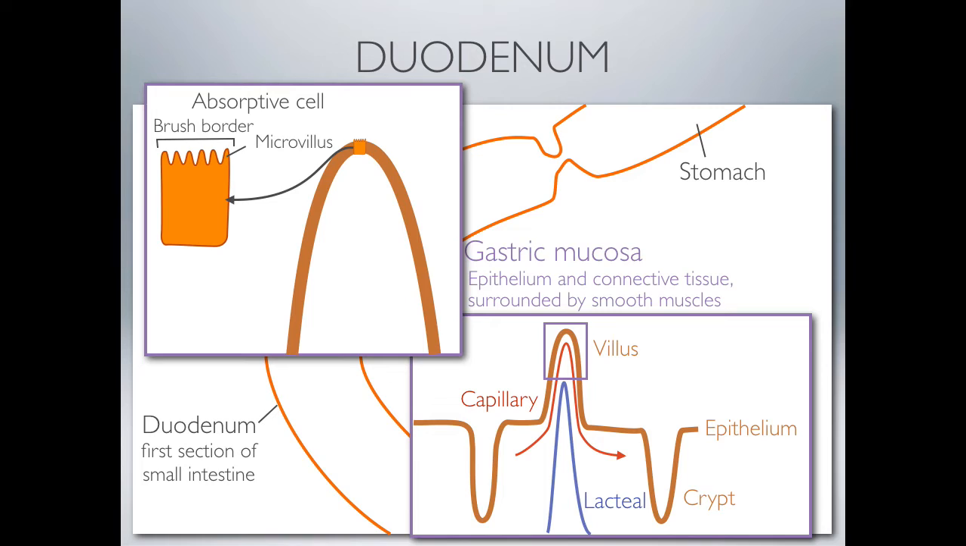It's the side that sticks into the lumen of the gut. Okay, thank you. So we've got the absorptive cell. We have cells in the small intestine that also secrete mucus. Those are called goblet cells.